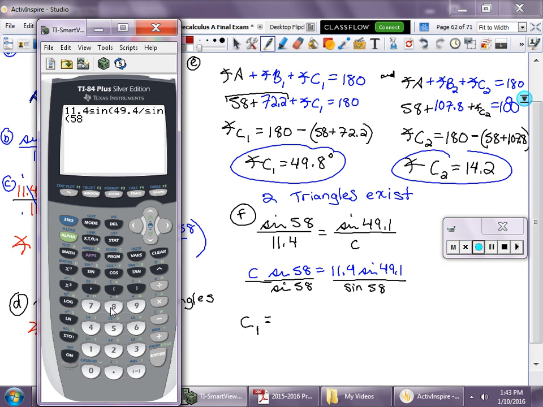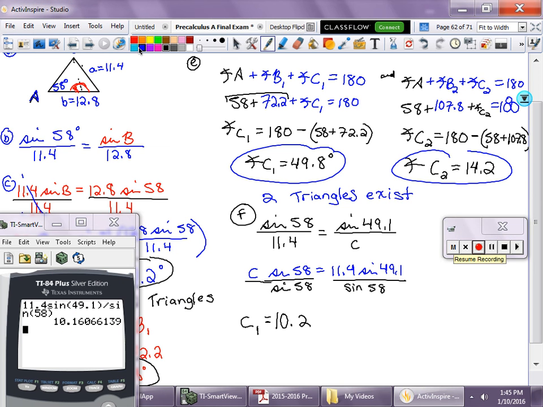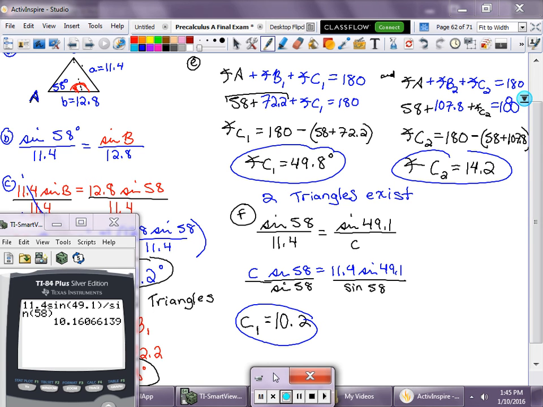Okay, some drama going on here. Okay, I had to reset the calculator. And this is what we have. Let me just make sure we put it in correctly. We just put in that first C value. Okay, so we have that C1 is equal to 10.2. And let's go ahead and find the other possible value for C2.